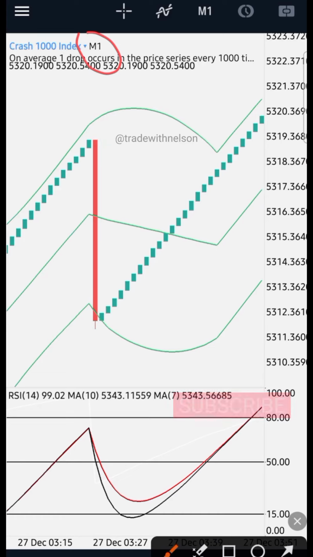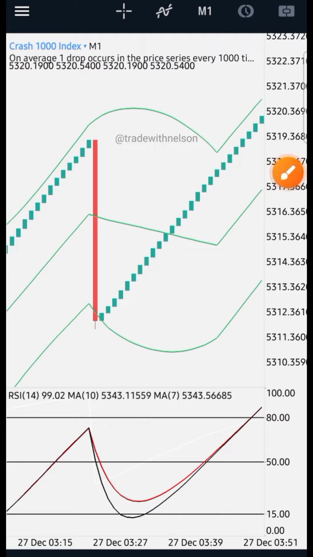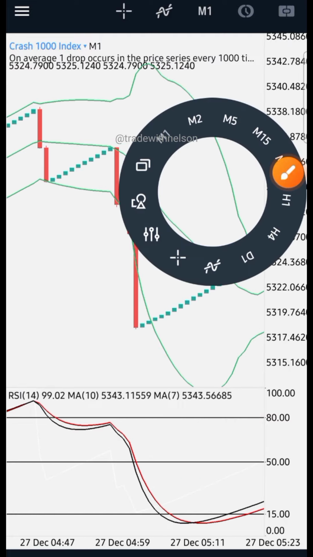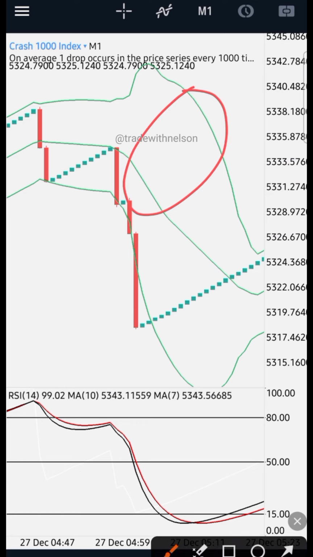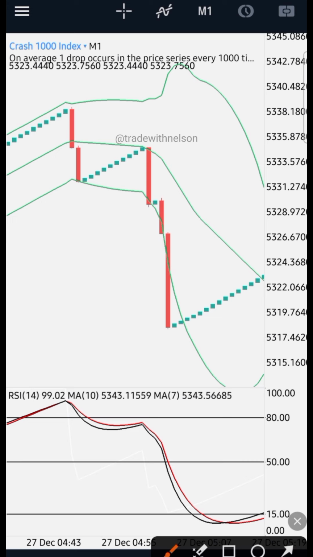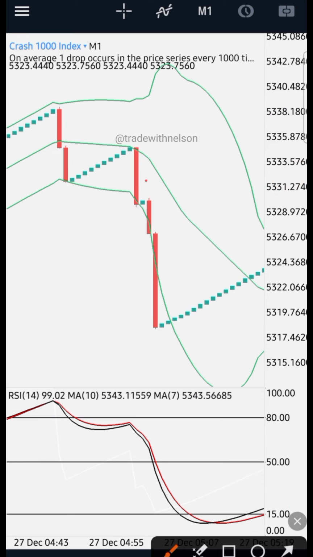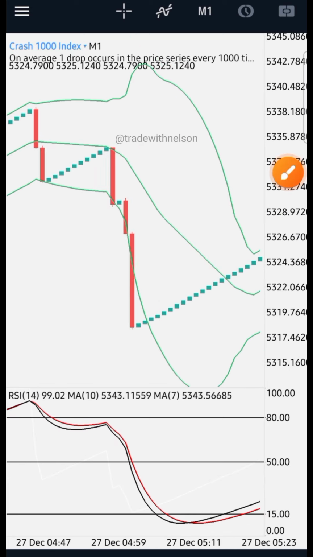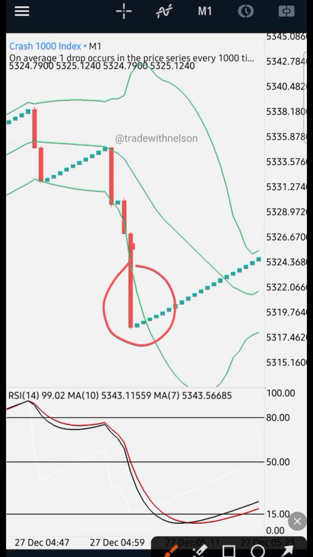As you can see, I am on the 1 minute chart and this is crash 1000. So here I have four indicators that I use for this strategy. I have the Bollinger Band and I have RSI with moving averages. The Bollinger Band is an indicator that helps us to know when the market is in an uptrend or downtrend. As you can see over here, we have the upper band, middle band and the lower band. So when the market dips into the lower band, it's indicating to us that the market is selling, and sometimes it indicates to us that the market is oversold when it breaks the lower band, and when it breaks the upper band, it's indicating to us that the market is overbought.